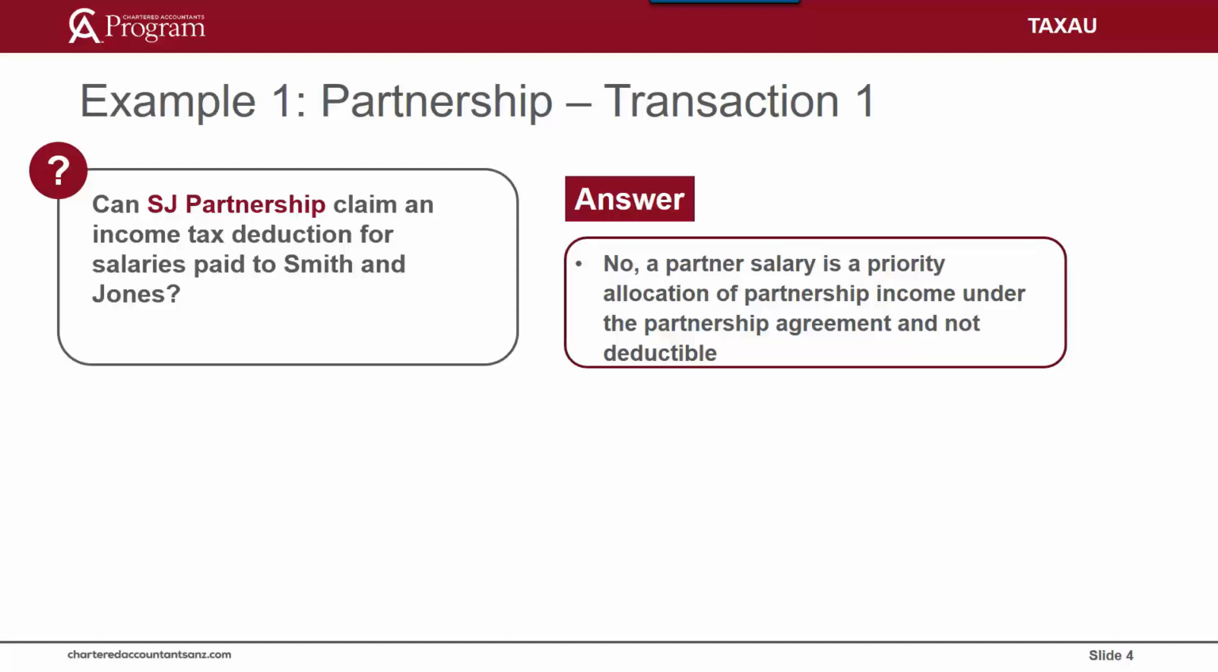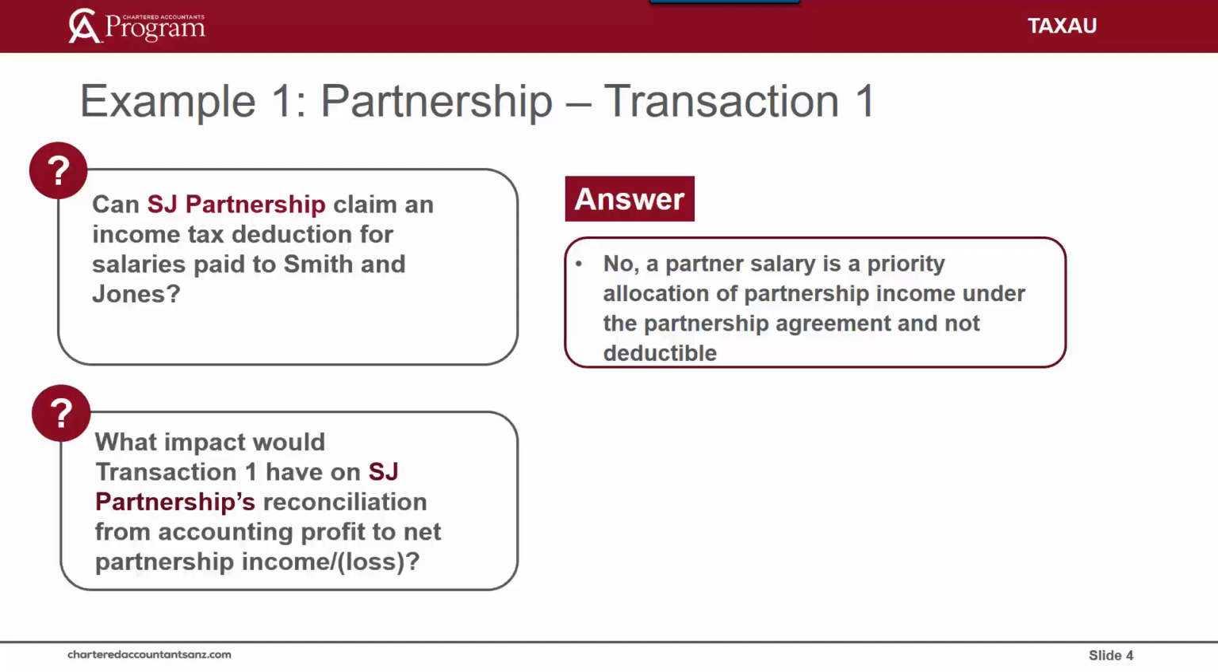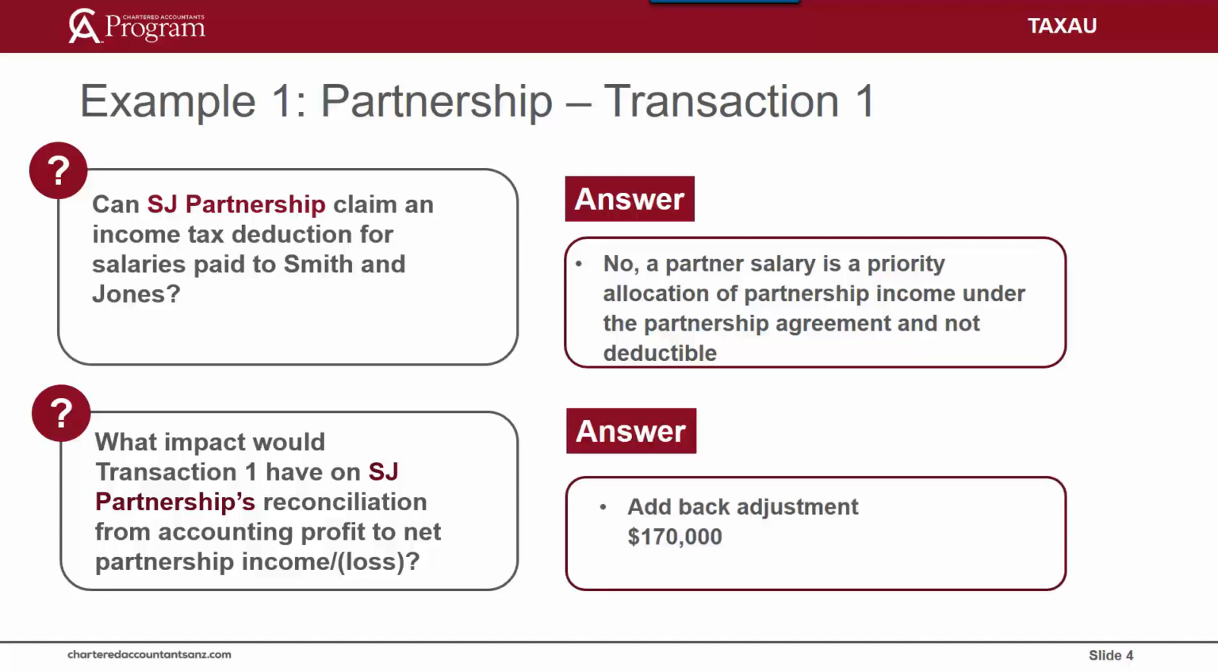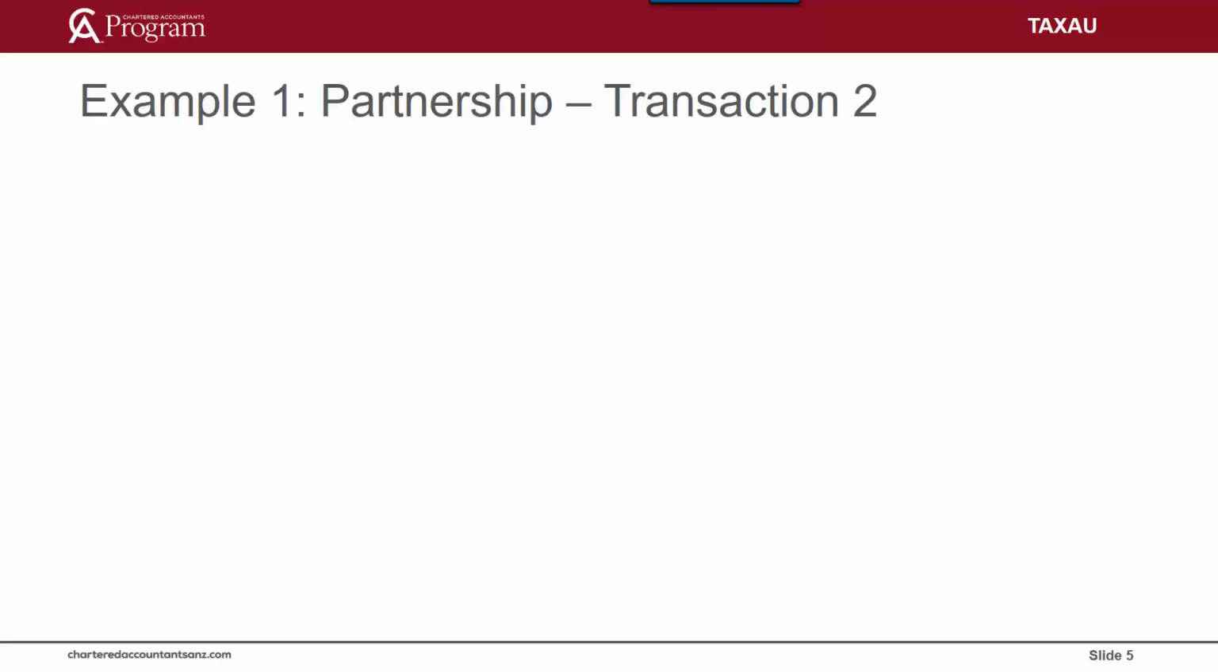So now that you know that, what impact would Transaction 1 have on SJ Partnership's reconciliation from accounting profit to net partnership income or loss? The correct answer is an add-back adjustment of $170,000 in the partnership's net income reconciliation for tax. This is because the amount is expensed in calculating the accounting profit for the partnership. This would increase the net income which is distributed and assessable to the partners under Section 92. So let's consider Transaction 2.